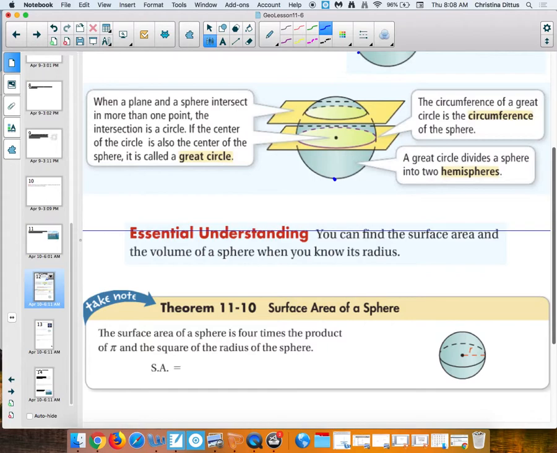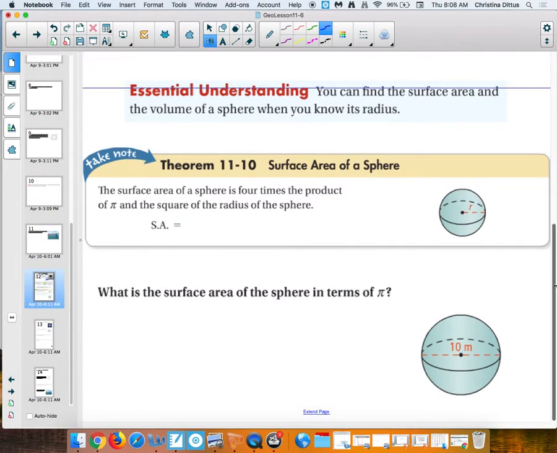We also, in the real world, have the western hemisphere and the eastern hemisphere. But this is not social studies, kids. You don't care about any of that. You care about surface area and volume and formulas so we can get stuff right.